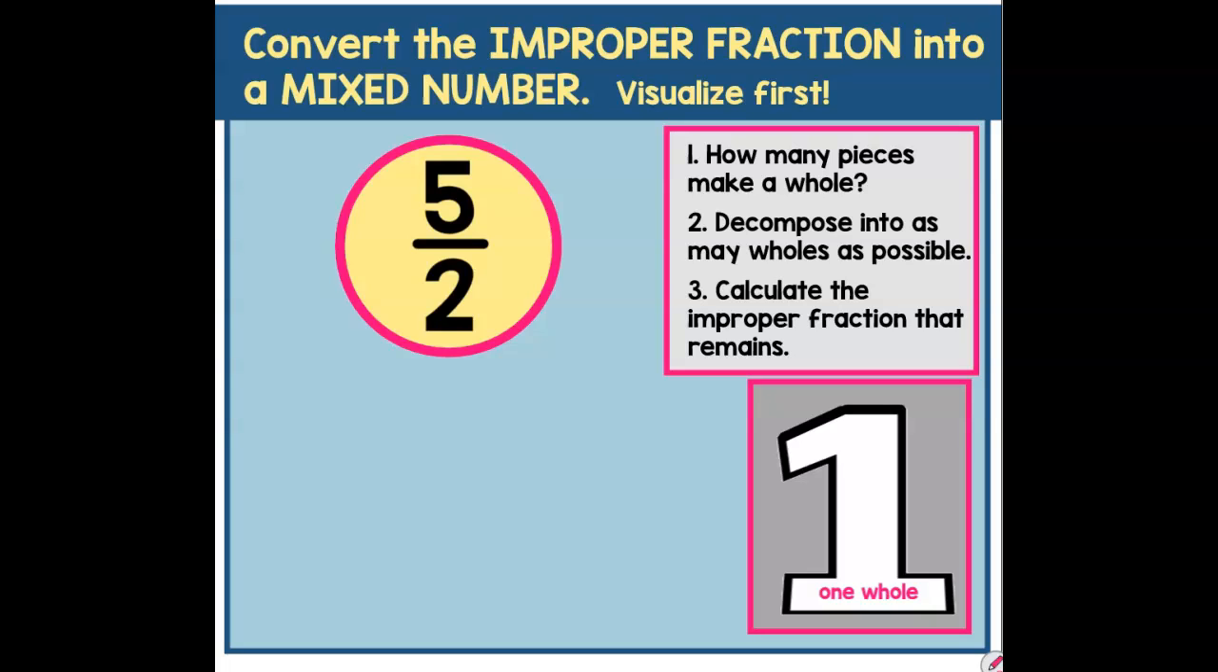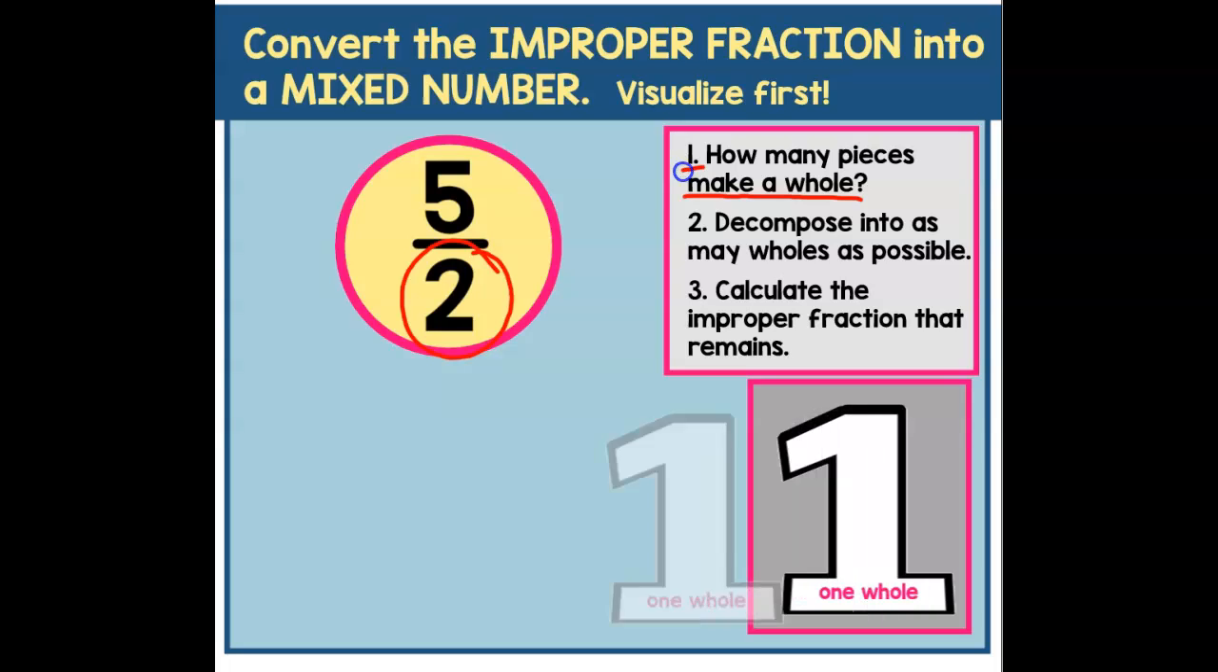So now we're going to convert the improper fraction, remember improper because the numerator is bigger than the denominator, into a mixed number. So I want to have a mix. I want to have a whole number and a fractional piece. First, I need to visualize it. So if I think about 5 halves, my first question I'm going to ask myself is how many pieces make a whole? In this, I see that 2 is my denominator. So 2 means I need 2 pieces to make a whole.